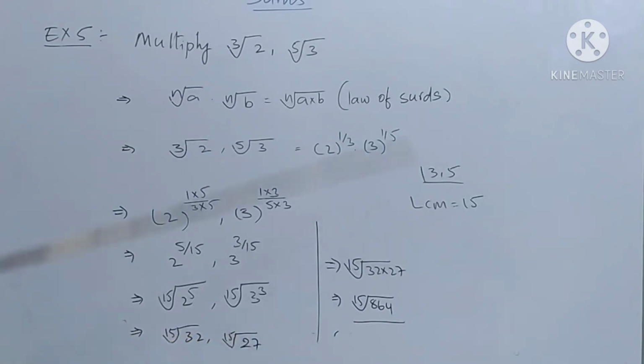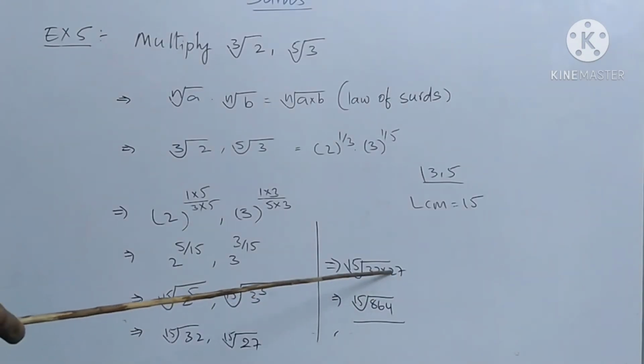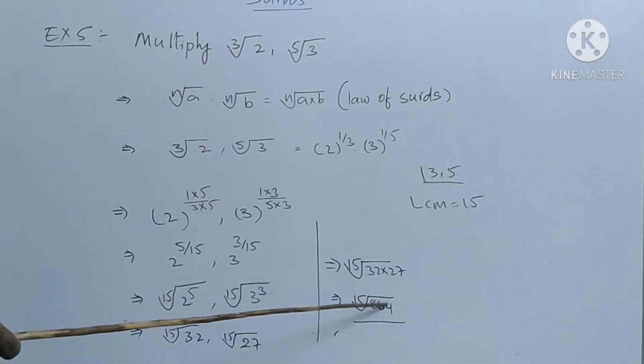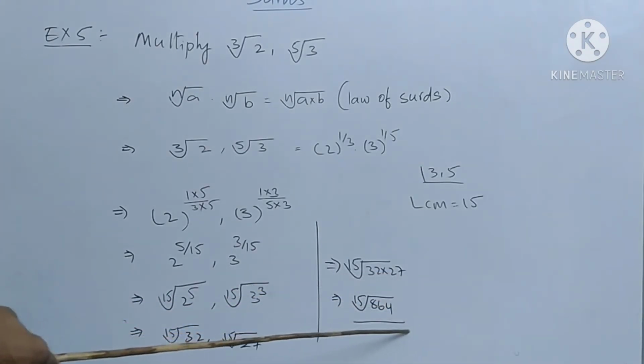So in this situation we can apply this formula. The 15th root of a into b means the 15th root of 32 into 27. The result is 864. So the 15th root of 864 is the final result.